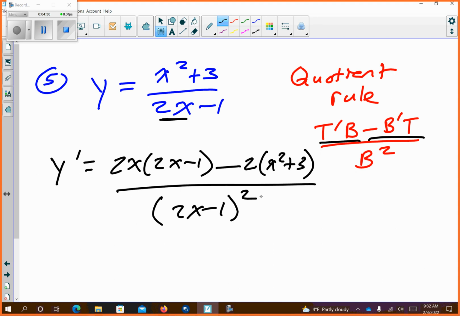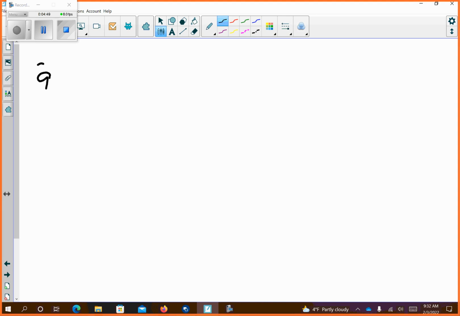Okay. What else can I help you with? Yeah. Can you do number 9? Number 9? Yeah. Number 9, find all the coordinates x comma y at which the slope of the tangent is 0. Ooh. Okay.